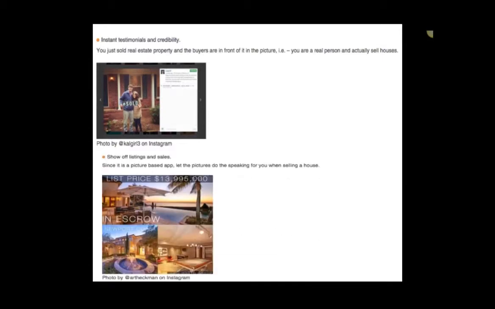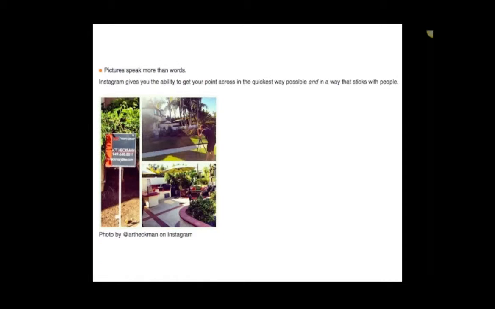All right, so here's one just sold. Here's another one. Since Instagram is a picture-based app, the picture does the speaking. So here's a really cool picture. Obviously, that's amazing. Went to escrow, a $13 million home, pretty cool. Here's one where you find a really cool spot in the front yard, or somebody taking a photo.